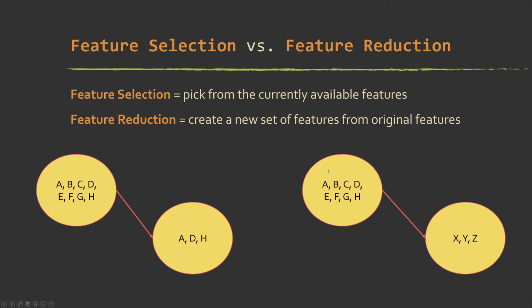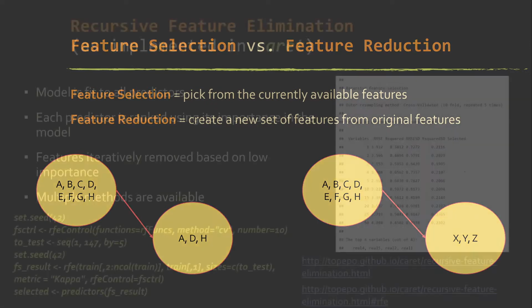In contrast to that, feature reduction generally refers to techniques where we create new features from the original features. So from A through H, we generate new features X, Y, and Z, right? So, a subset of the original, new features from the original, right? I'm just going to talk about some different methods we use to accomplish this.